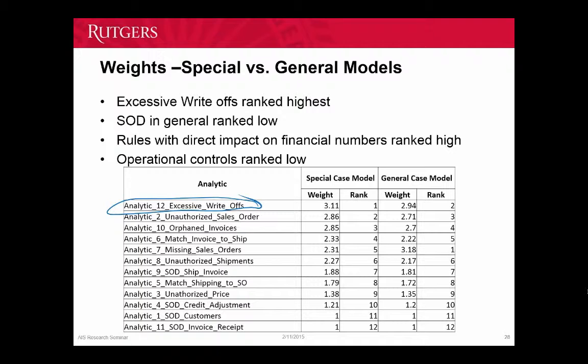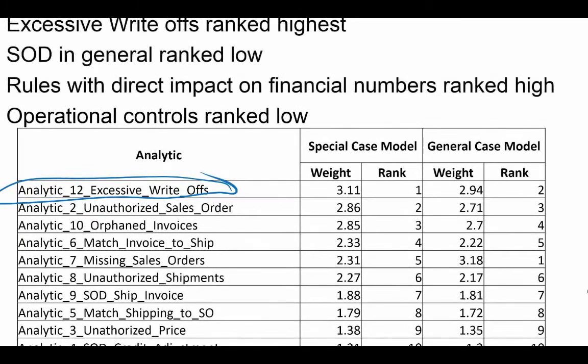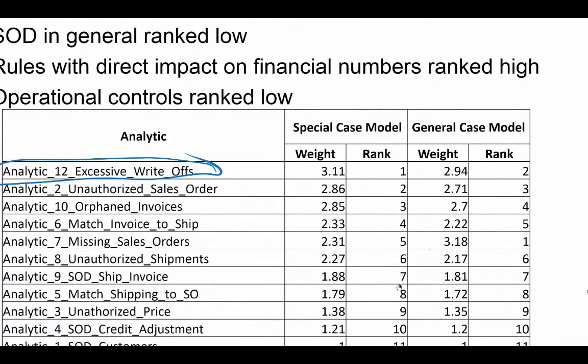So it seems that the auditors would rank highest those cases where money is going out of the company directly. Basically, controls that affect the financial situation of the company. Unauthorized sales order, etc. The first 5 here, actually the first 9, were the same.